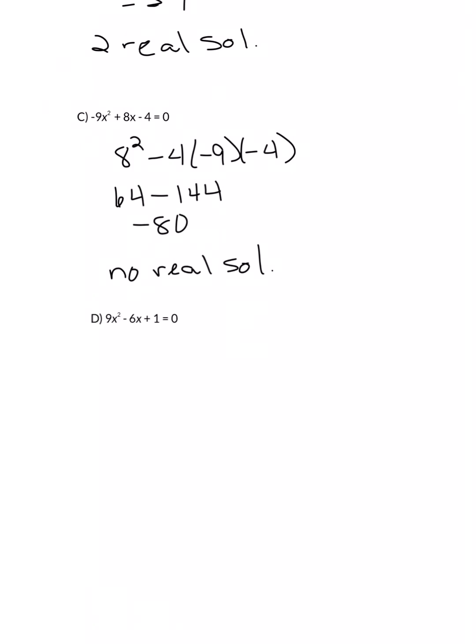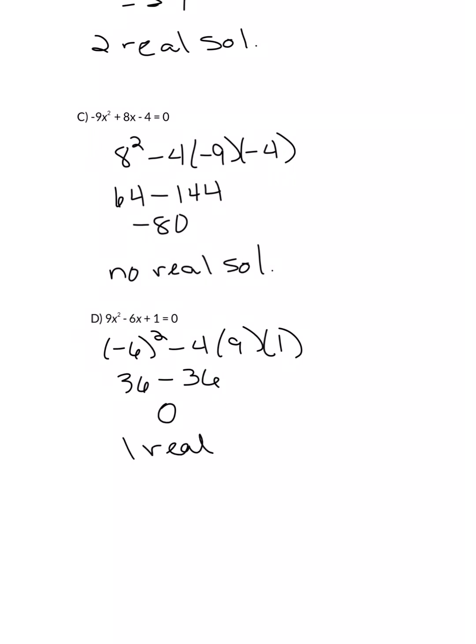On example D of 9x squared minus 6x plus 1, b negative 6 squared minus 4 times a is 9 times c is 1 will give us 36 minus 36. So the value of our discriminant is 0. When this happens, we have one real solution.